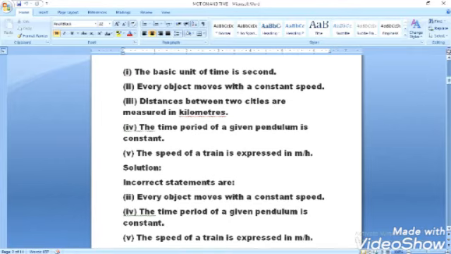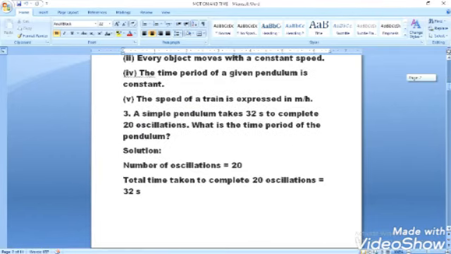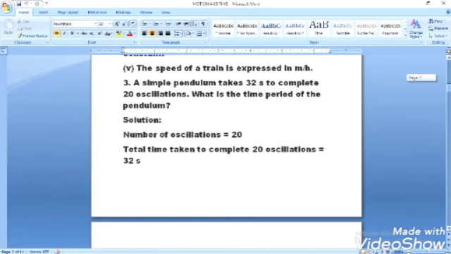Fourth one, the time period of a given pendulum is constant. It is incorrect. No, it is not constant. Fifth one, the speed of a train is expressed in meter per hour. Is it correct? No, it is not correct. So the incorrect statements are second one, fourth one and fifth one.